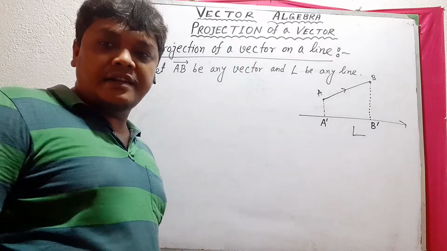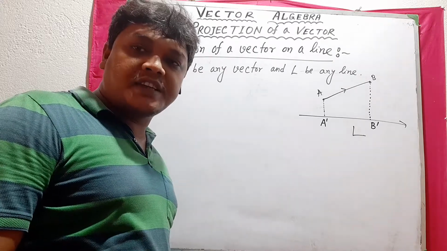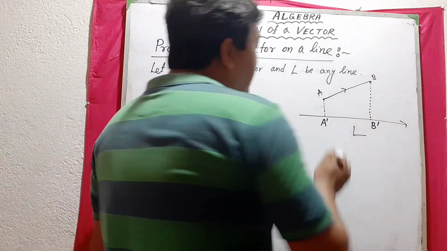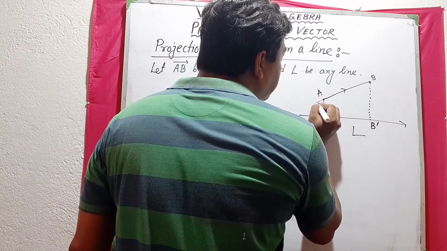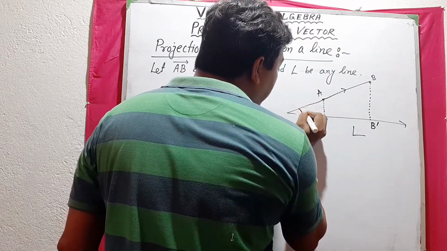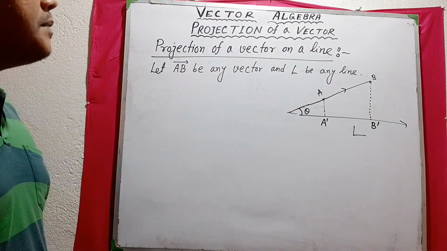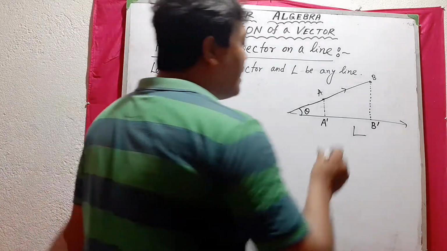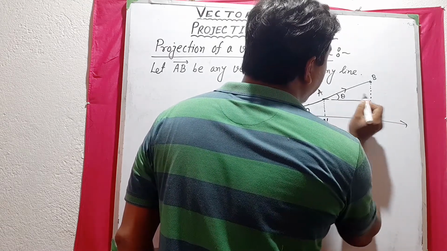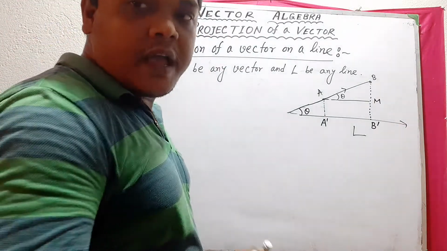So our goal is that the length of A prime B prime is the projection of AB on the line L. So I extend the line AB here, which makes an angle theta. I am drawing the picture. That means the angle between AB and A prime B prime is theta. That is also theta, and I denote it N. So our goal is the length of A prime B prime.